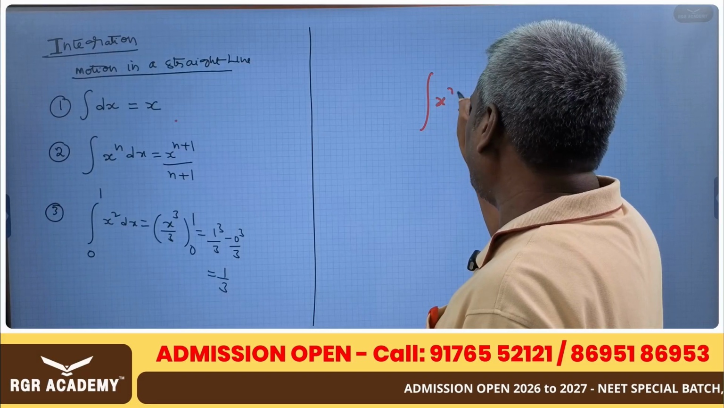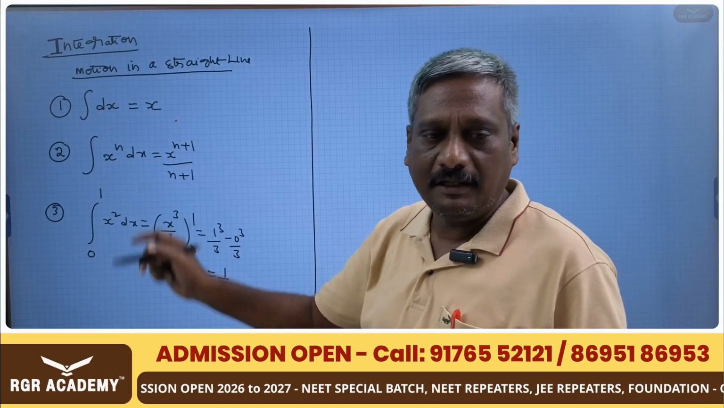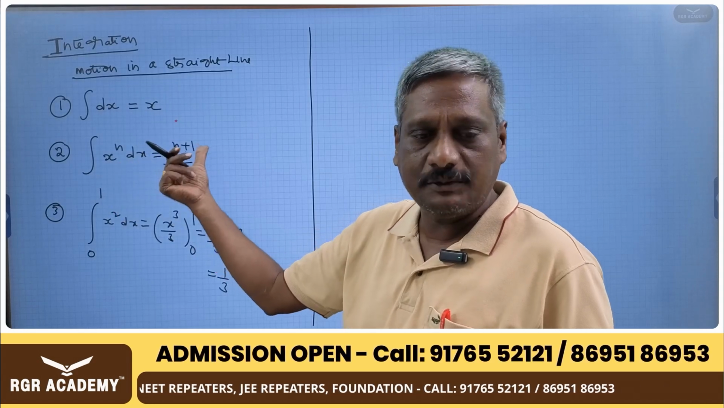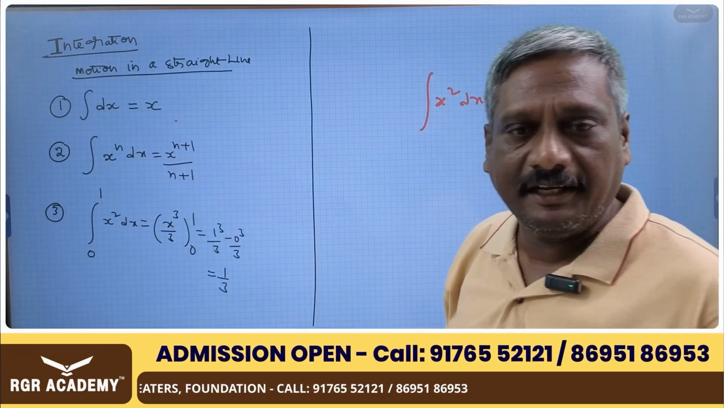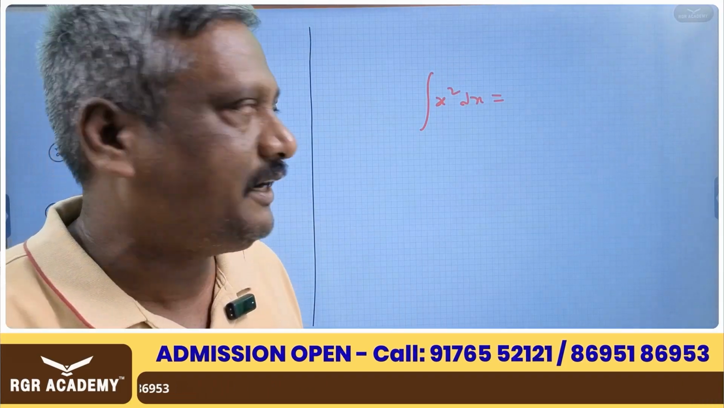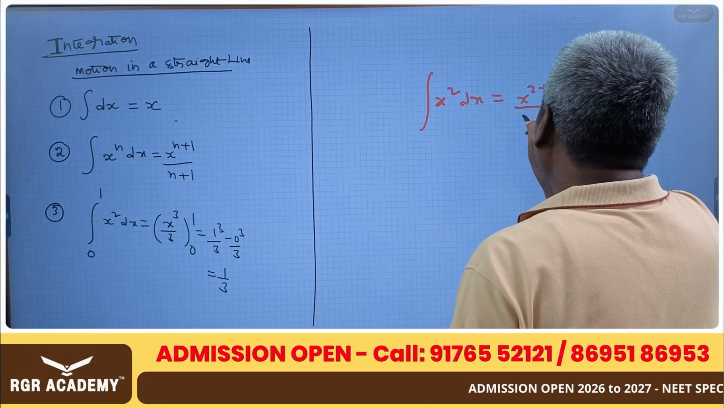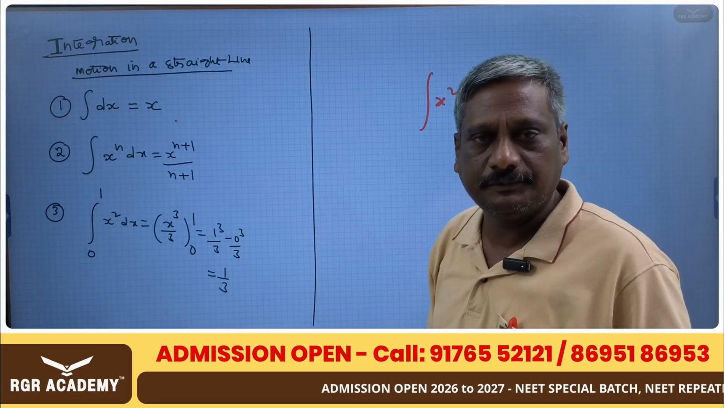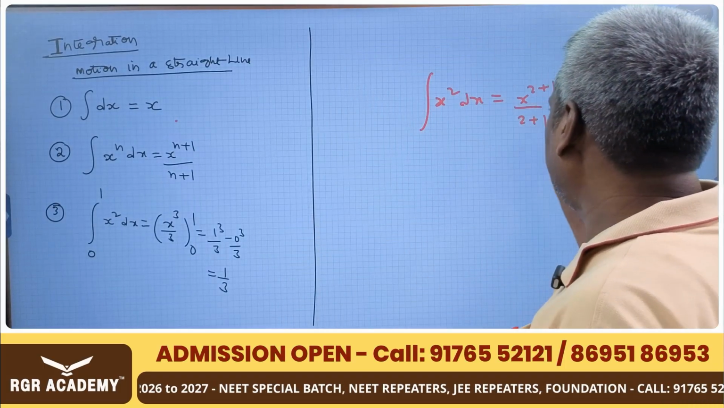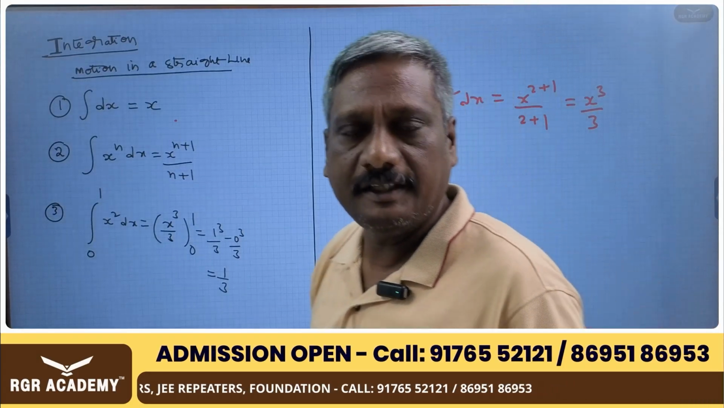Suppose you take integral x square into dx. How can you apply this formula? Integral x power n into dx is x power n plus 1 by n plus 1. So you can write x power 2 plus 1 by 2 plus 1. We have to write like this. So what do you get? That is equal to x cube by 3.